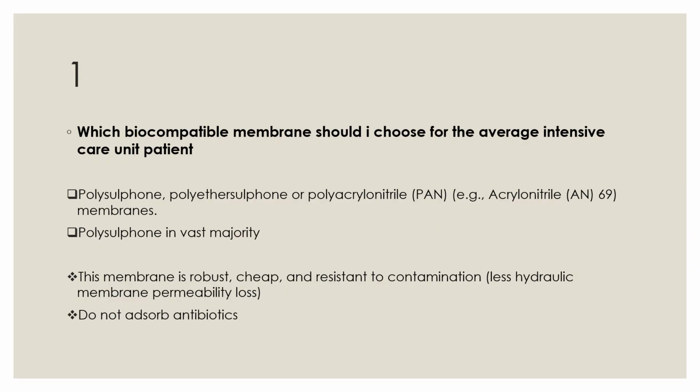Which biocompatible membrane should I choose for the average intensive care unit patient? Biocompatible polysulfone, polyethersulfone, or polyacrylonitrile like AN69 membranes are used most commonly. Out of these, polysulfone is suitable in a vast majority of patients. This membrane is robust, cheap and resistant to contamination. In contrast with high adsorbent polyacrylonitrile membrane, polysulfone membrane do not adsorb antibiotics, which facilitates antibiotic adaptation during CRRT.